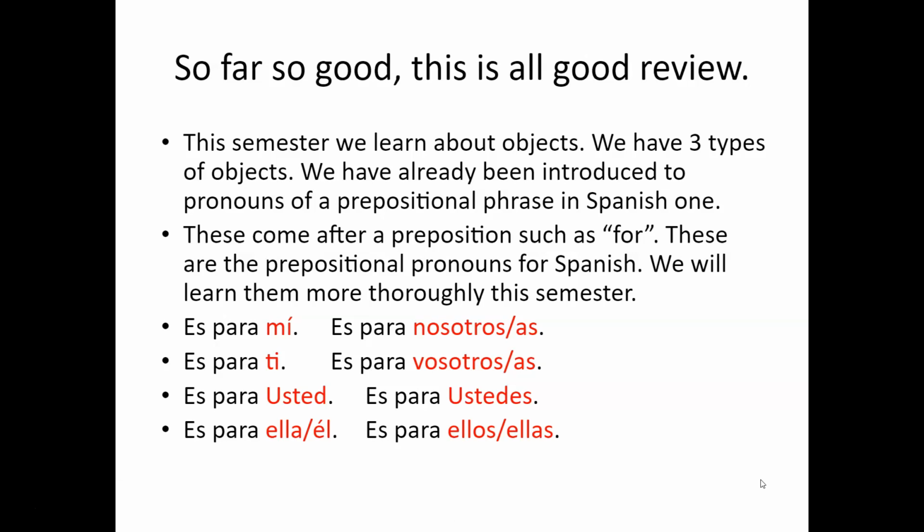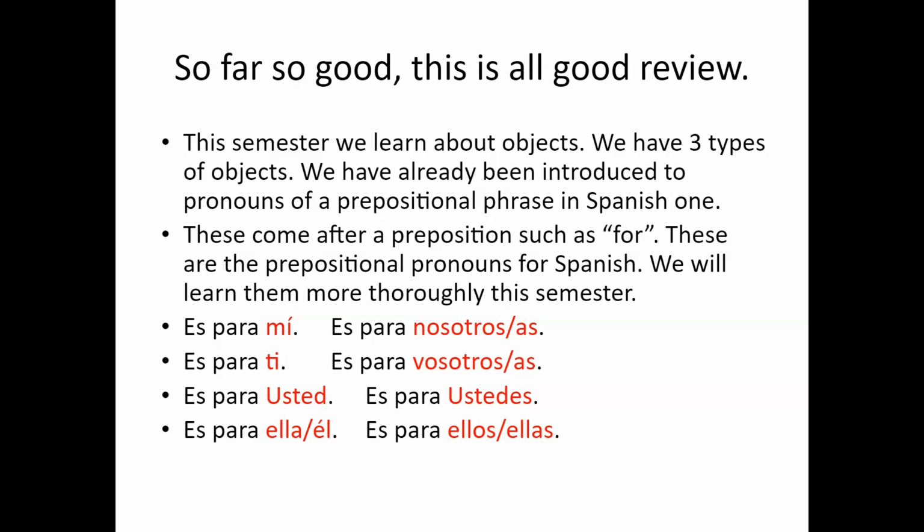So this semester we learn about objects. We have 3 types of objects. We have already been introduced to pronouns and prepositional phrases in Spanish 1, not yet in our class. This was for another class that I did. So prepositional pronouns come after a preposition like for. And so these are the prepositional pronouns for Spanish. And we'll learn more about these later too.